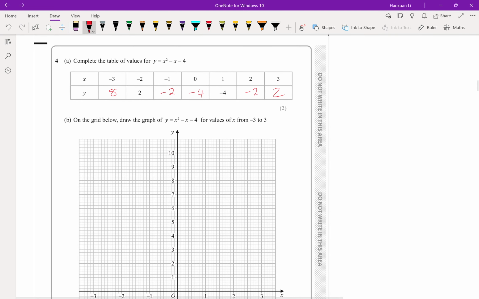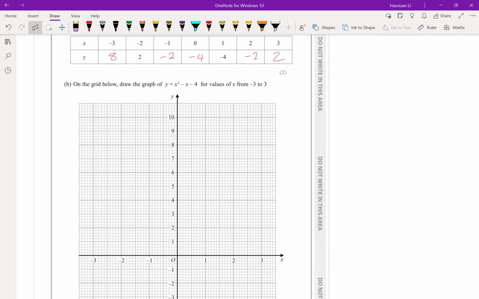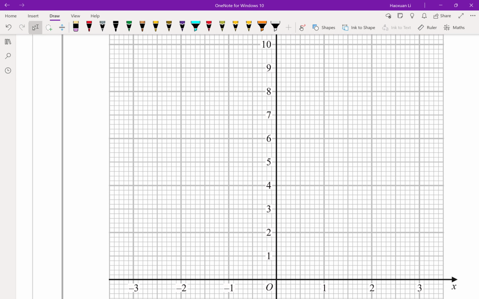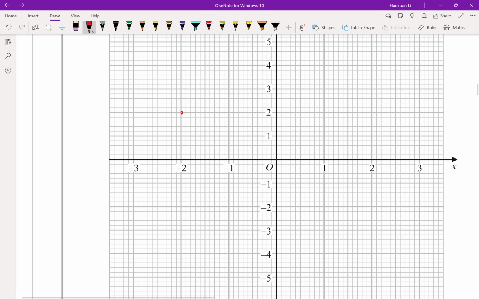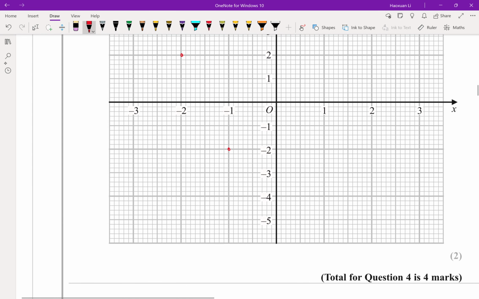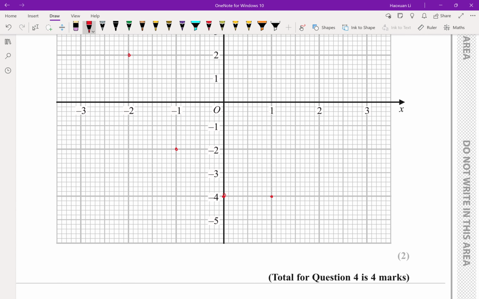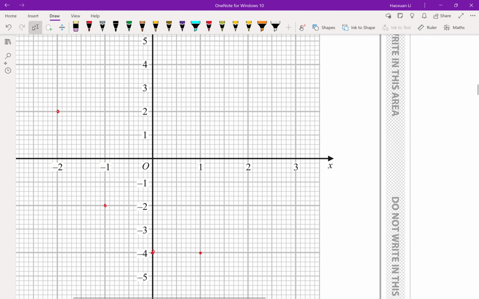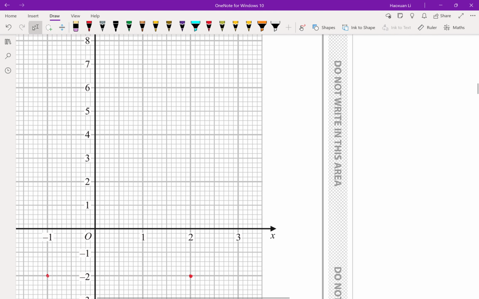So on the grid, you're meant to transfer these values in. So -3 and 8 will be this point. -2 will be this point. -1, -2 will be this point. 0, -4 will be this point. 1, -4 will be this point. 2, -2 will be this, and 3, 2 will be this.